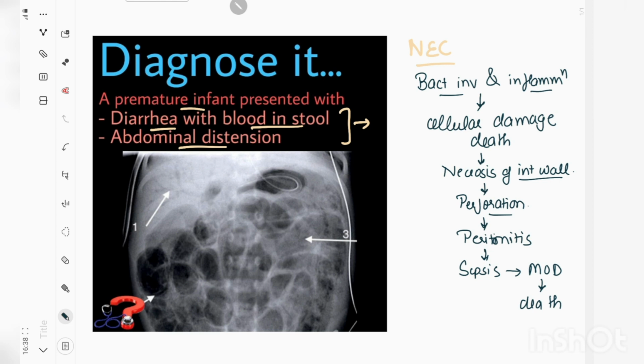The child can also develop diarrhea with blood in stool. And as the disease progresses, it may lead to the development of sepsis, circulatory collapse, as well as respiratory failure may occur in a child.